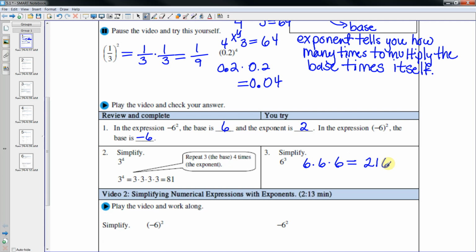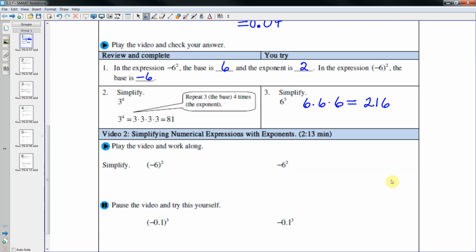So now here's some with parentheses. The way I say it in class is if you've got parentheses around a number, then the exponent goes with whatever's in the parentheses. So if I have (-6) squared, that means I'm taking -6 times -6 because that negative is in parentheses. So -6 times -6 is positive 36.